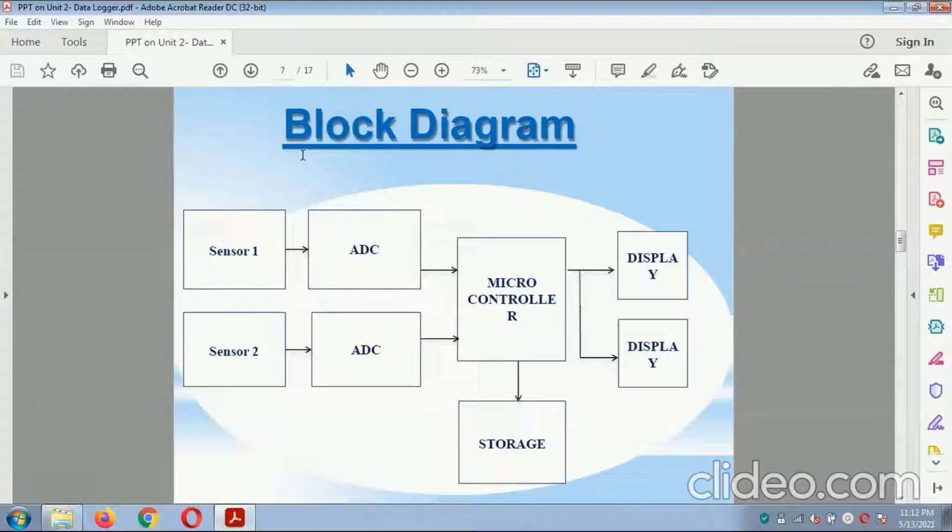This is a block diagram related to the data logger. Sensor 1 and sensor 2. Sensor 1 is attached to an ADC, that is, an analog to digital converter. Sensor 2 is also attached to an ADC, that is, an analog to digital converter. Both these analog to digital converters pass the sensed signals to the microprocessor controller, and the data can be stored in memory and displayed. So it is displayed in this way. This is a block diagram related to the data logger.